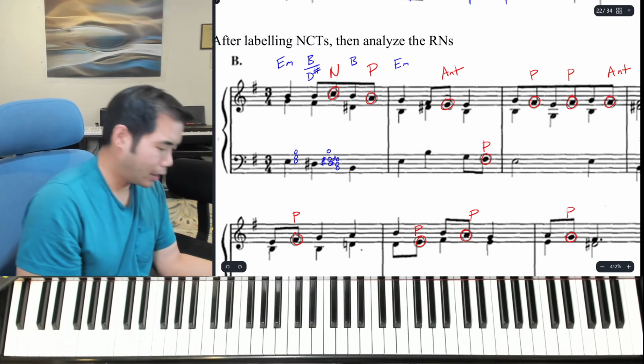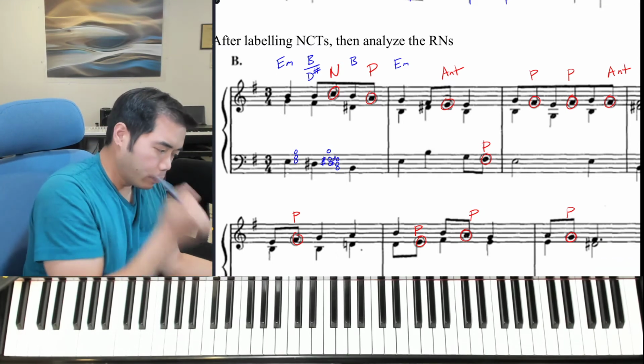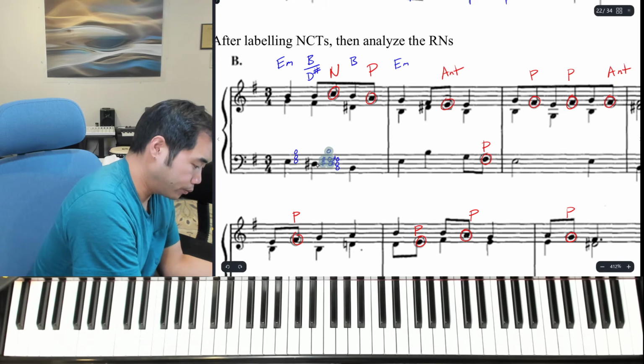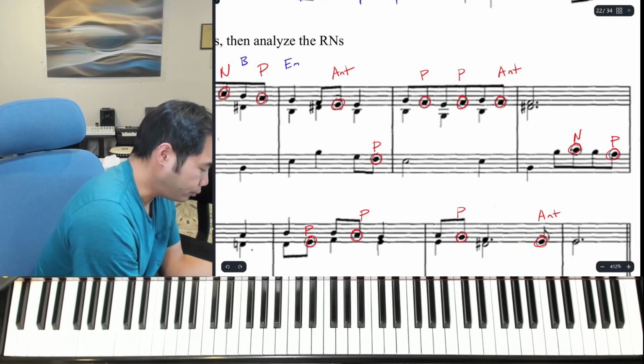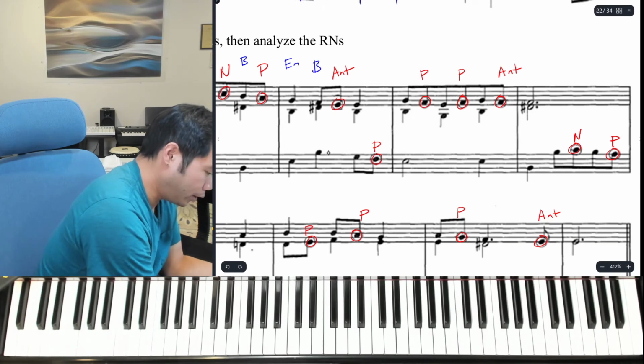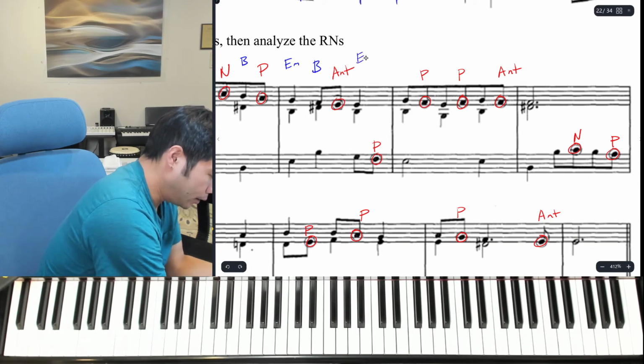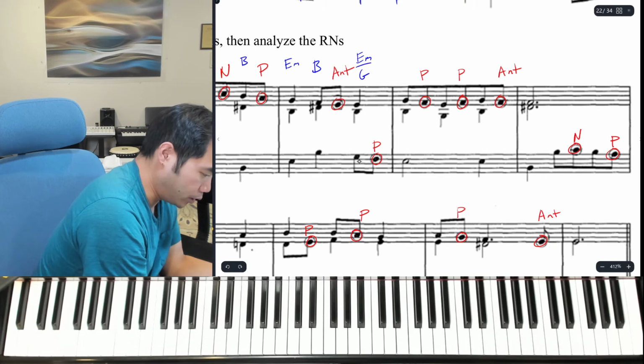Okay? I'm just going through it a bit faster now, and hopefully you're able to keep up a little bit better. Back to a B major chord here. Back to an E minor, this time over G, because the bass note's a G.